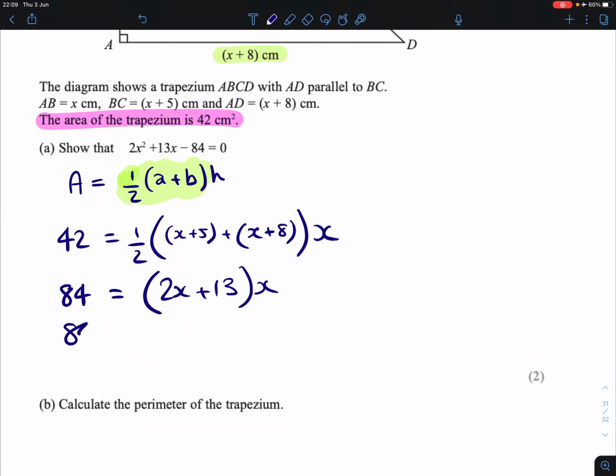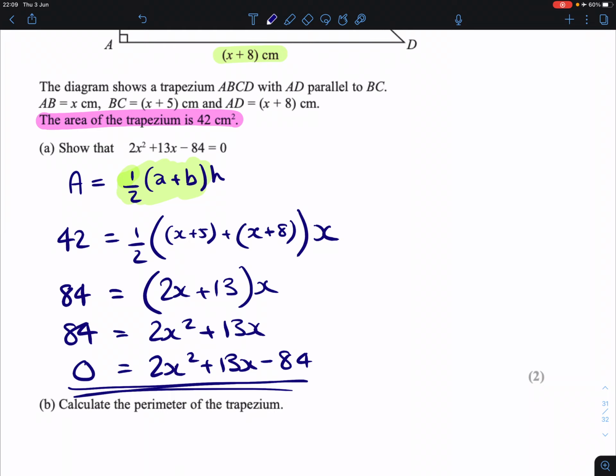If we break out that bracket now, we end up with 2x squared plus 13x, and then we're only one step away from what we need here, which is a 0. We have a 0 on one side, so if I take away 84 from both sides, then I will end up with this, take away 84, and that, although it's written the other way around, is us done. We've showed that equals 0.